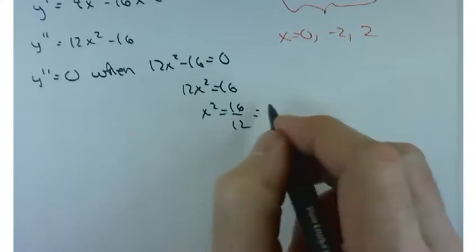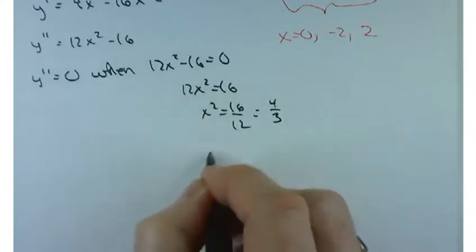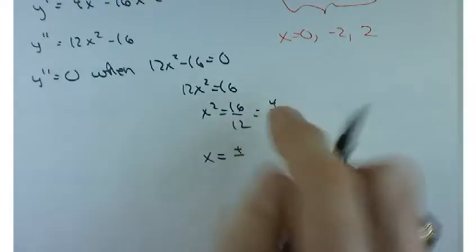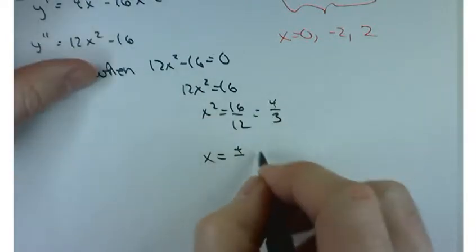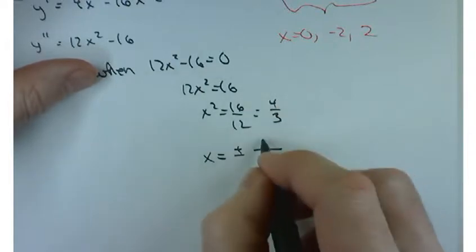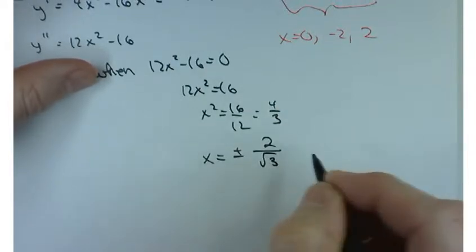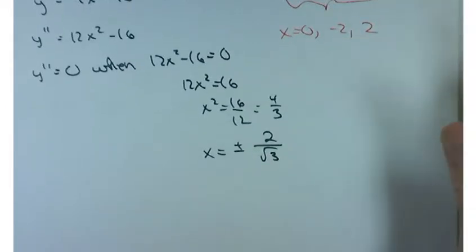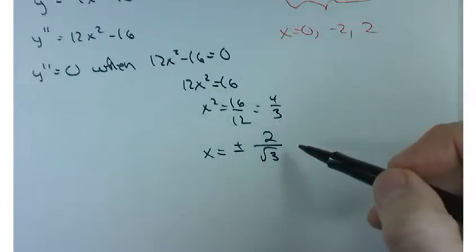16 over 12 reduces to 4/3. If I take the square root on both sides, I'll end up with plus or minus 2 over the square root of 3. Now, if you want to rationalize that, that's fine. It's okay by me. But I'm not going to rationalize it. I'm just going to leave it as is. I'm trying to think. It's going to be about 1.15 or something like that.